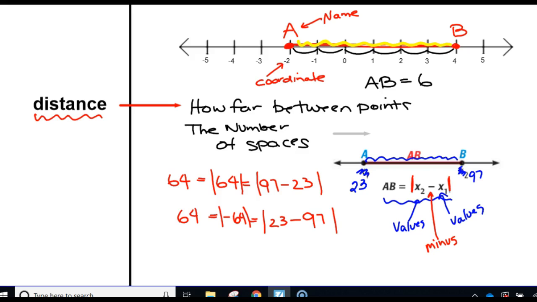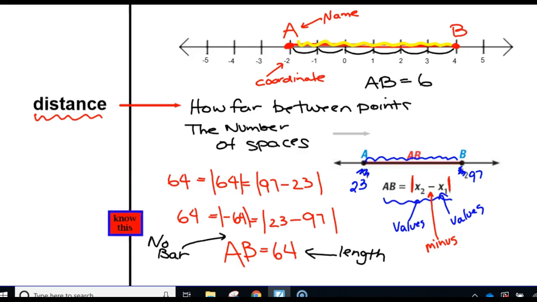Notice that we would say AB equals 64. Right up above here, there is no bar when we are talking about a length. That actually comes up quite often, so that would be something for sure that you want to pay attention to and know when we're talking about distance. All right, we're going to pause this guy, and I'm going to jump to the next page.